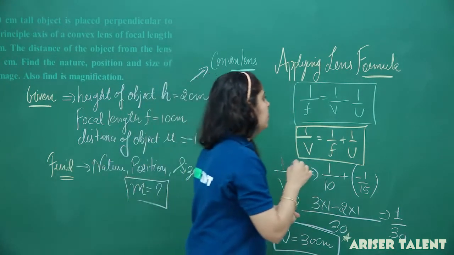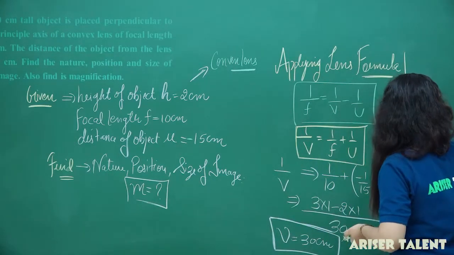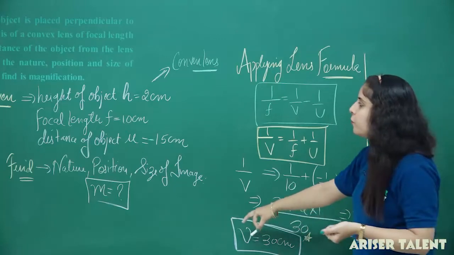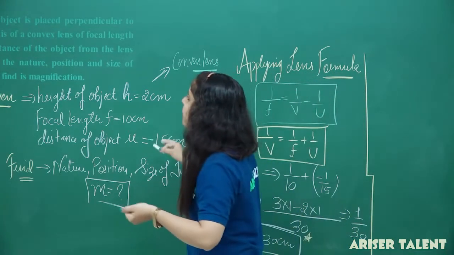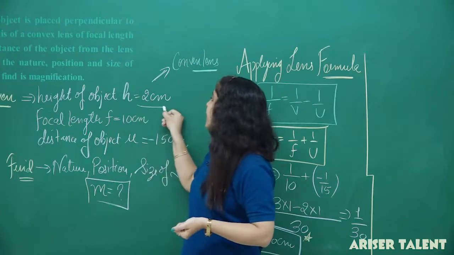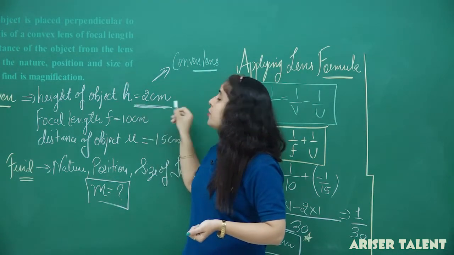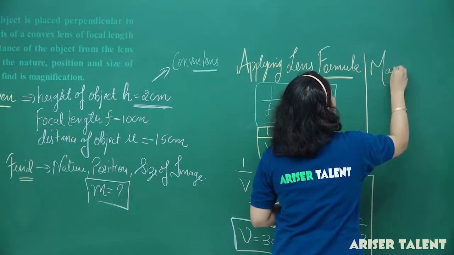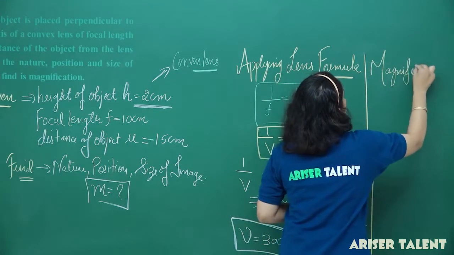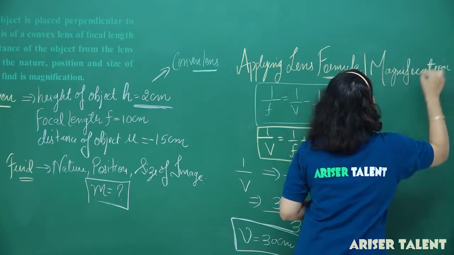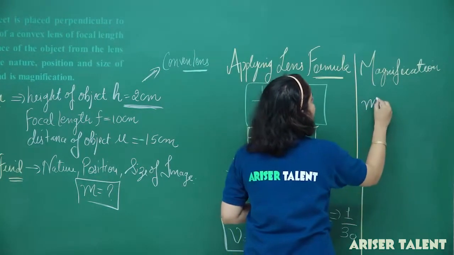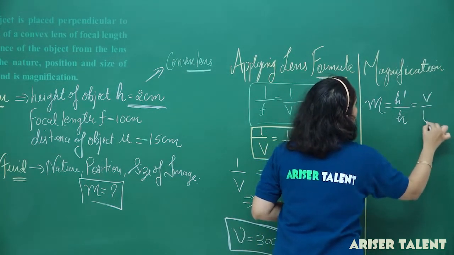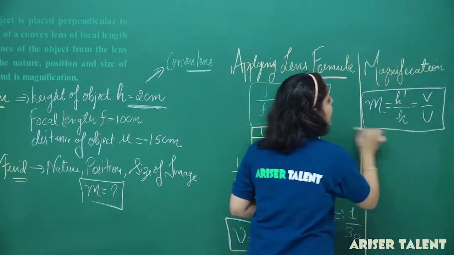Now, we have value of u and v, and what you have given? You are given the length of the object. Length of the object is given to you. So what will be the formula for magnification in this case? So magnification in this case will be given by m is equal to h dash upon h equal to v upon u. This is the formula for magnification we have.